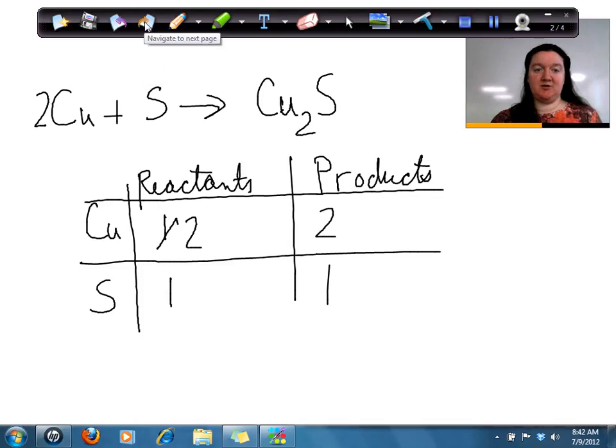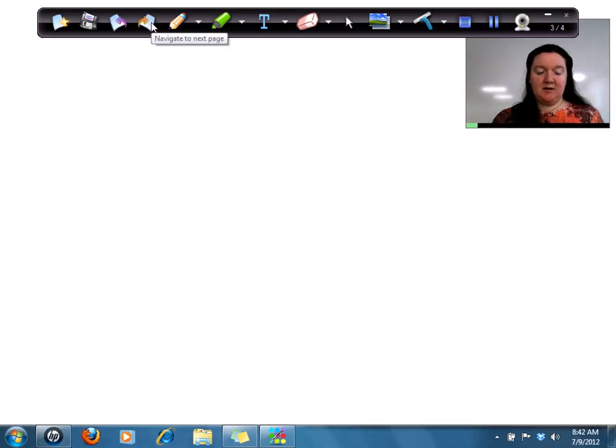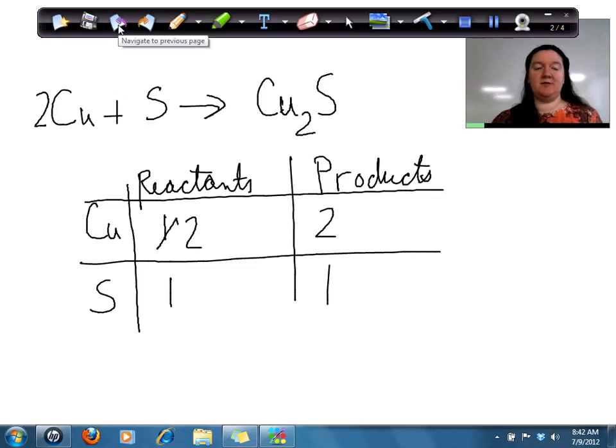Let's look at question number 11. This is your final equation. 2 copper plus 1 sulfur going to Cu2S, where there were 2 coppers on both sides.